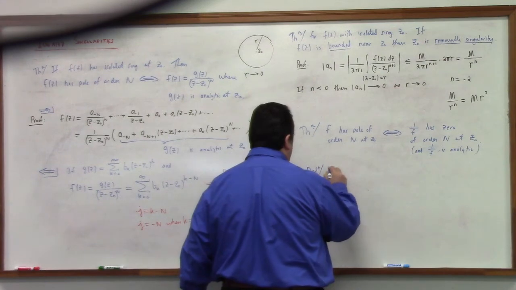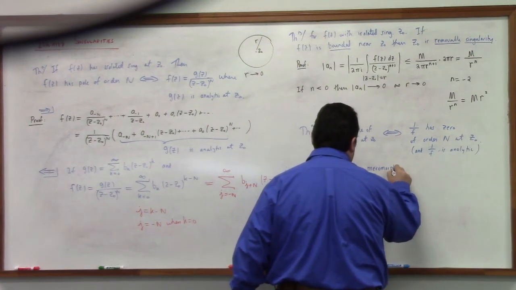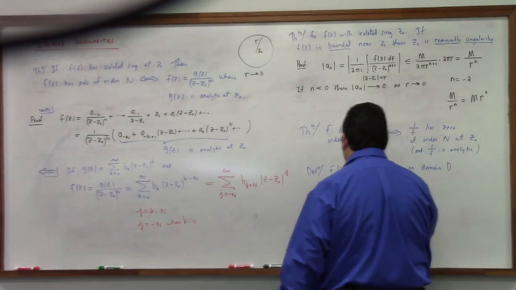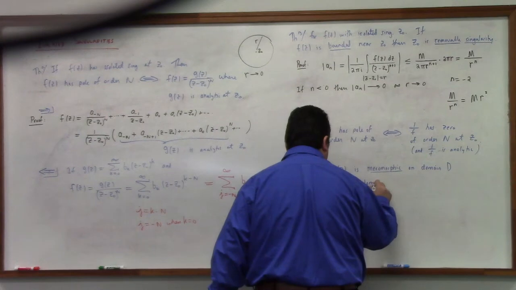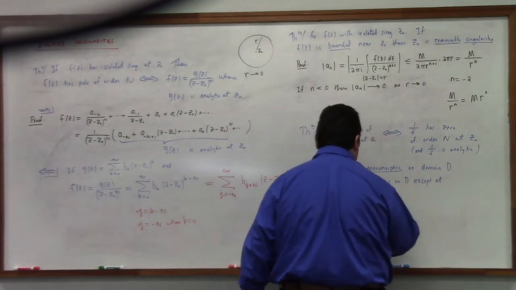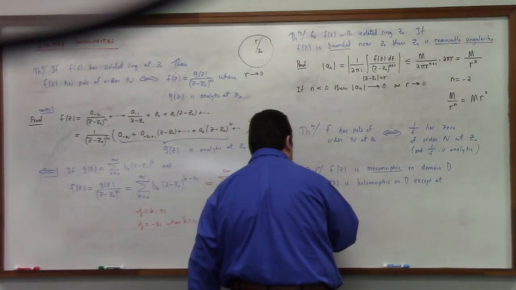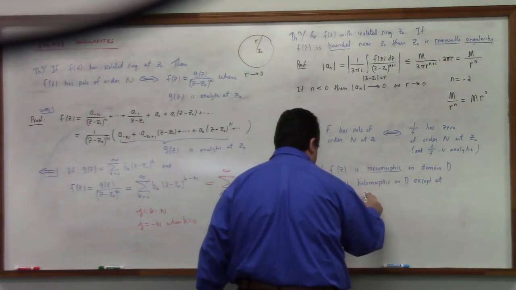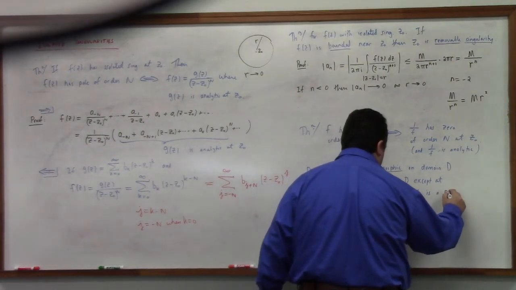Definition. f of z is meromorphic on domain D if f of z is holomorphic on D except at isolated singularities, each of which is a pole.